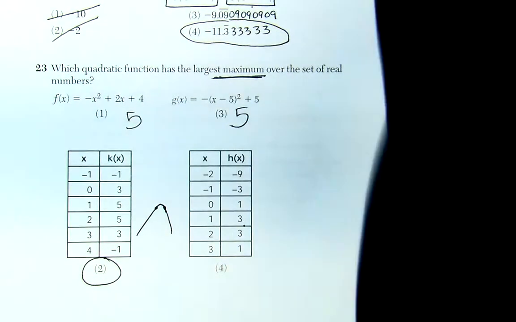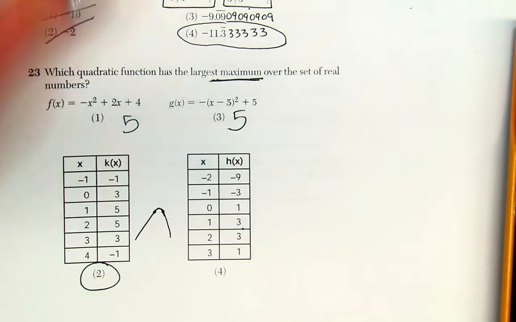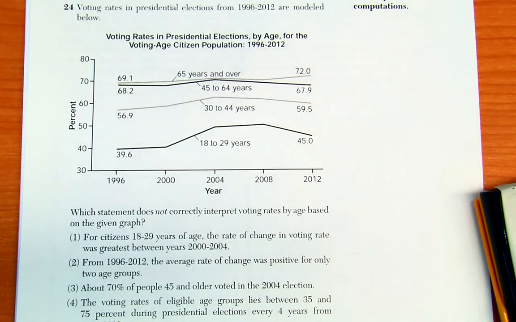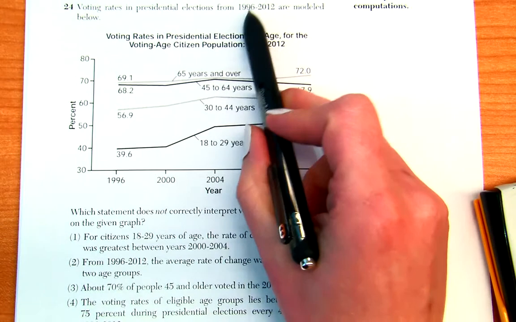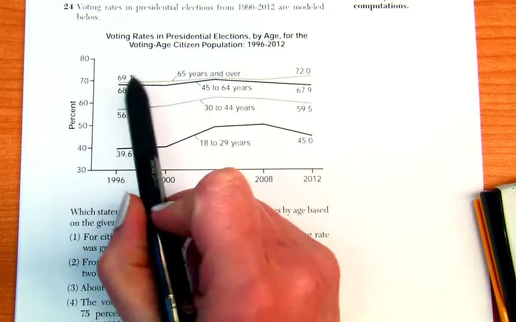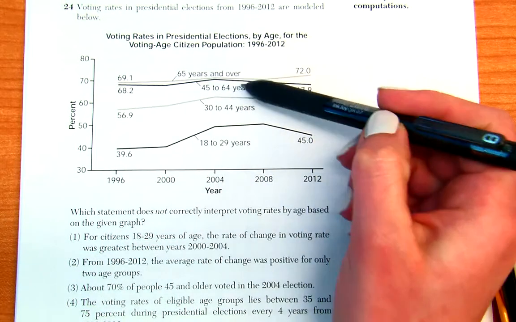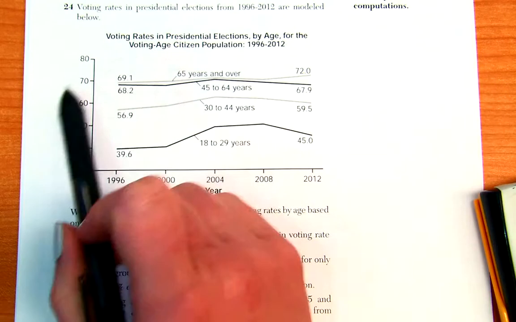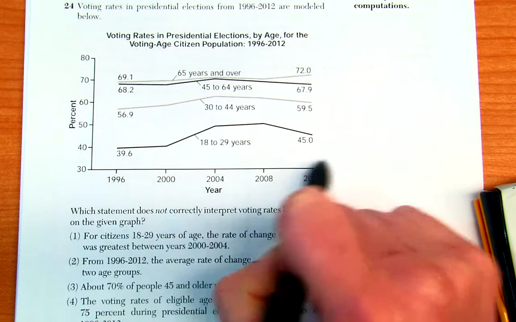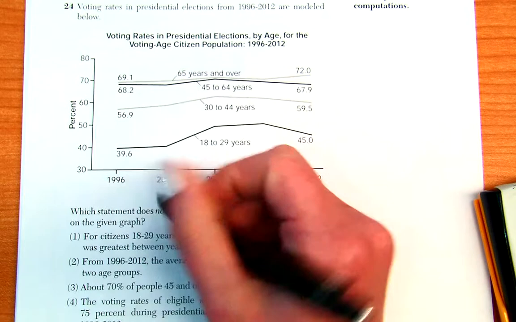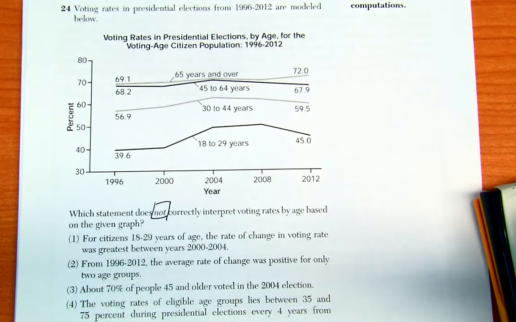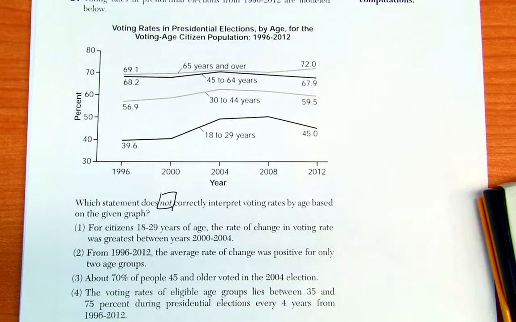All right, and the last multiple choice question is number 24. It's quite a lot to read, so if you'd like to pause and read it quickly before I go forward, that's fine. Oh, sorry about that. So, voting rates in presidential elections from 1996 to 2012 are modeled below. So I see 4 different lines. They represent the different age groups that they polled, and this represents the percent over time. Which statement does not correctly interpret voting rates by age based on the given graph?